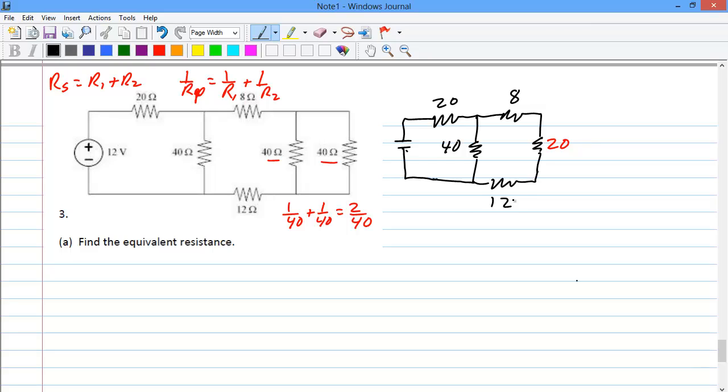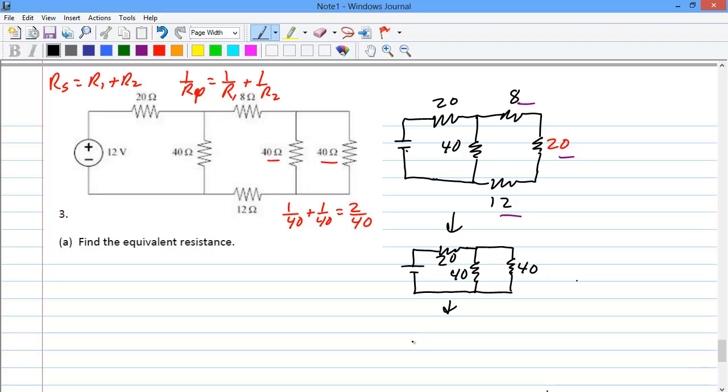So now I look at the outside, and I'm going to draw another equivalent circuit. And what I'm adding are the 3 on the outside. So I'm adding the 8, the 20, and the 12. And that becomes 8 and 20 is 28. 28 and 12 is going to be 40. So this is still my 20 ohm. This one's still my 40. But now this one is also 40.